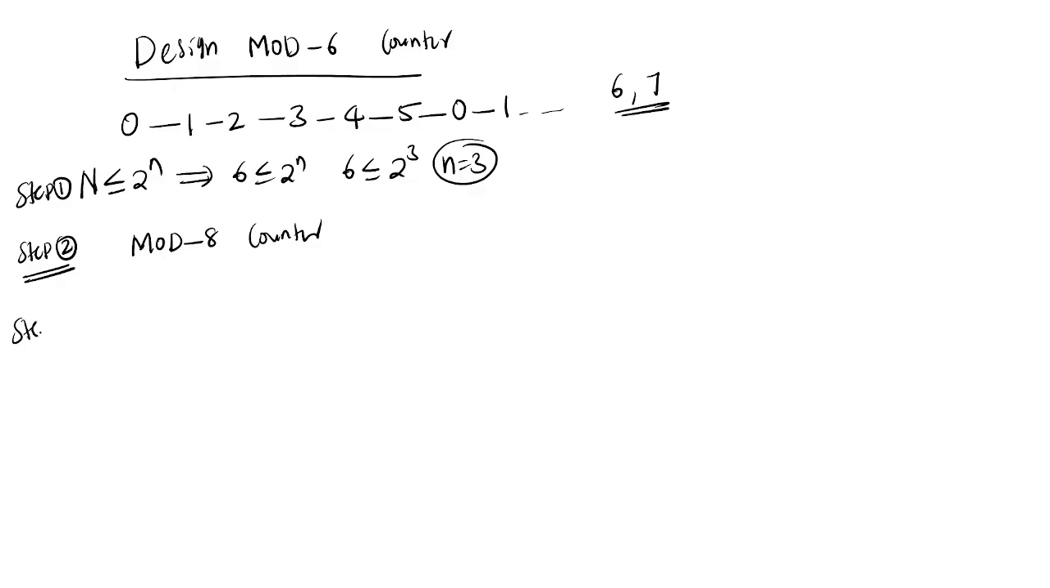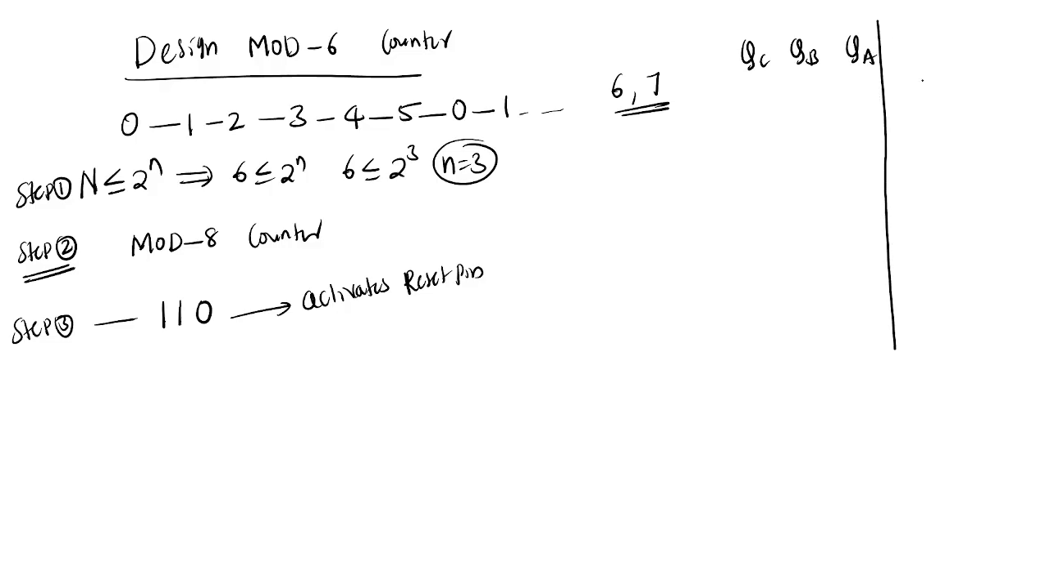And next step 3, what you need to do: when it reaches 110, it activates the reset pin. Reset pin using the combinational logic. So I'm developing the combinational logic. Let us take the logic QC, QB and QA. So these steps are for every counter design. Yeah, every counter, okay.